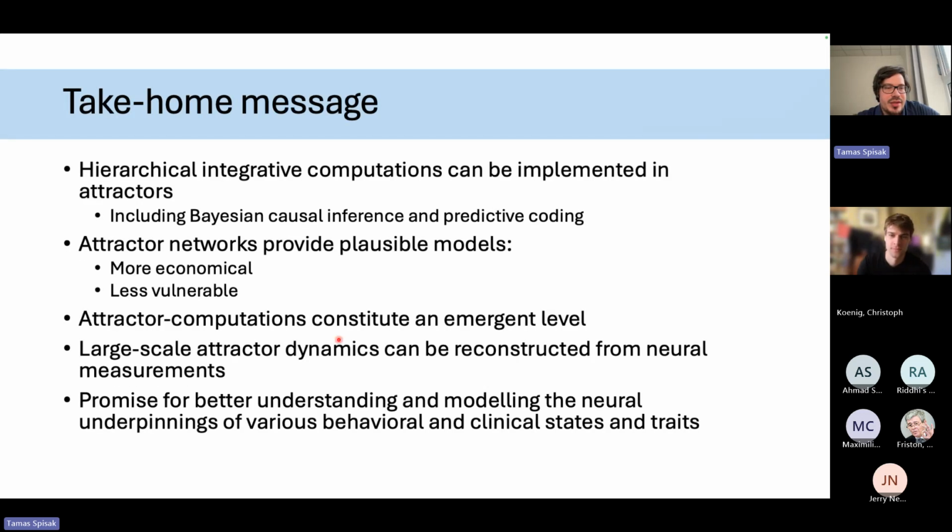I will very quickly summarize the take-home messages. I might be a little bit out of time, sorry for that. The take-home message is that hierarchical integrative computations can be implemented in attractor states. And this seems to be a plausible model. Attractor computations constitute an emergent level over the lower level computations. We have initial evidence that we are able to reconstruct these attractor dynamics from neural measurements. And I believe they hold promise for a better understanding and for the modeling of the neural underpinnings of various behavioral or clinical states. Thank you very much.